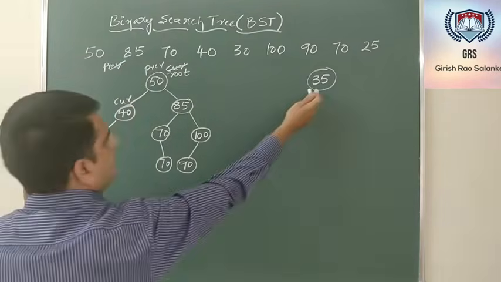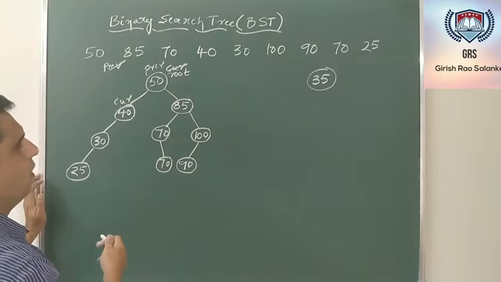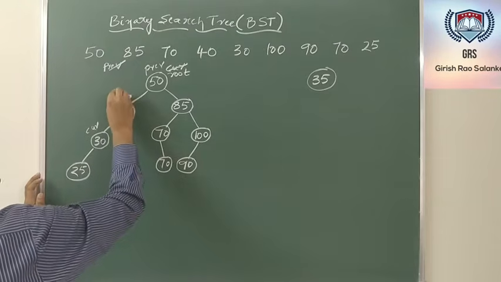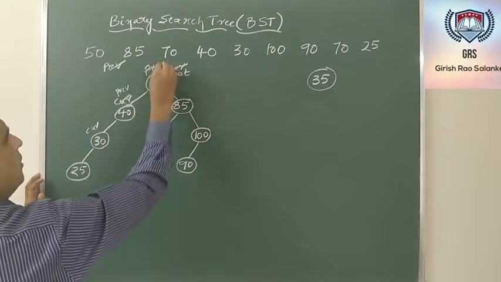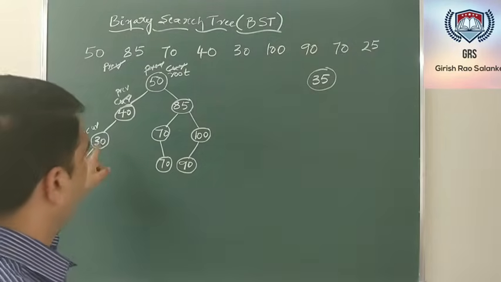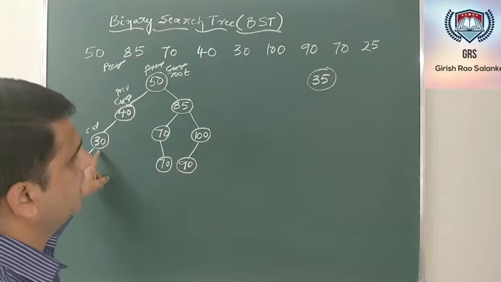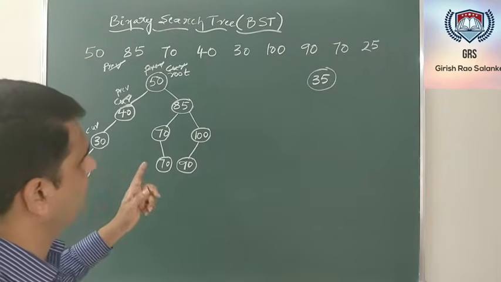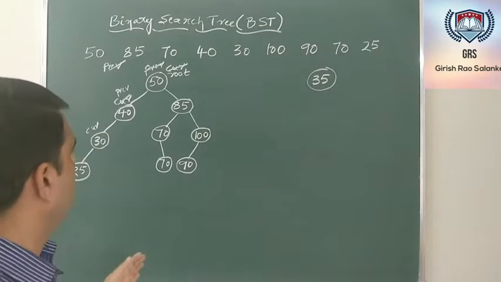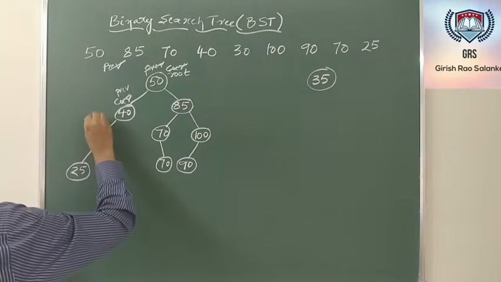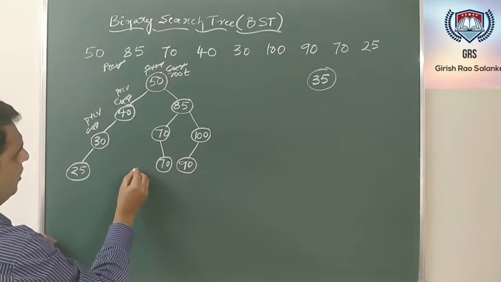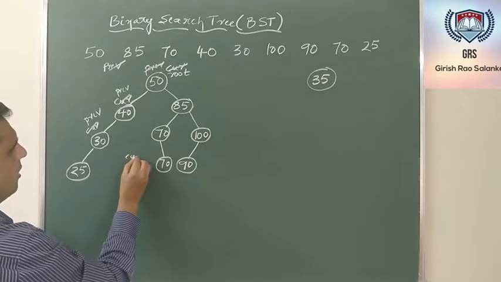Now I will compare 35 with 40. 35 is less, so I will move current here. This becomes my previous. Now I will compare 35 with 30. 35 is greater, so current needs to be traversed to the right side. So let me call this previous, and current comes to the right side. On the right side there is no such node, so the current will be null somewhere here.